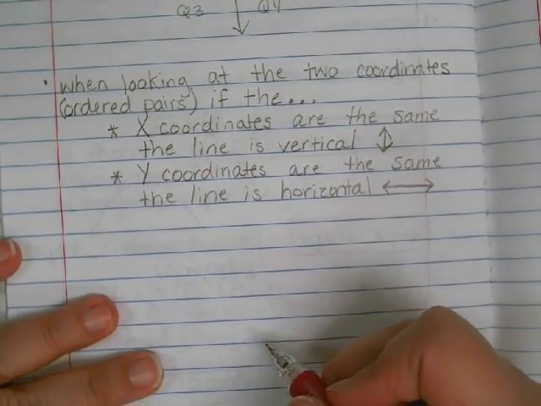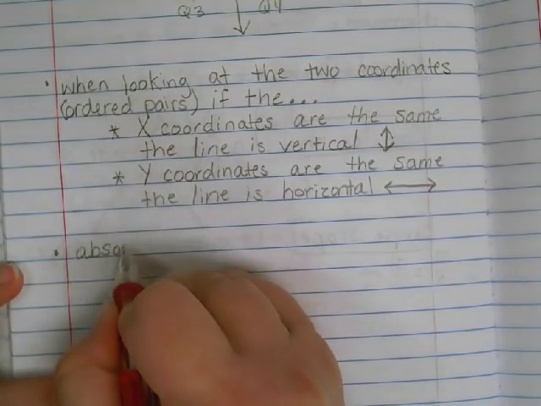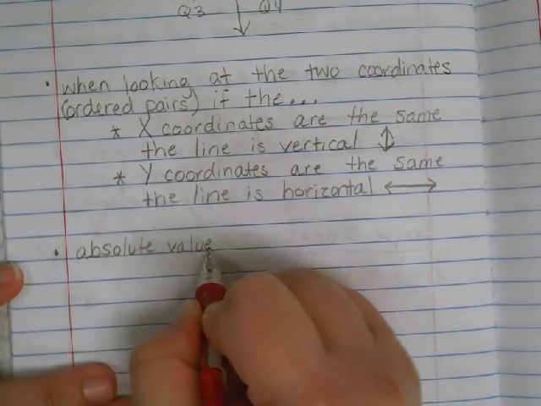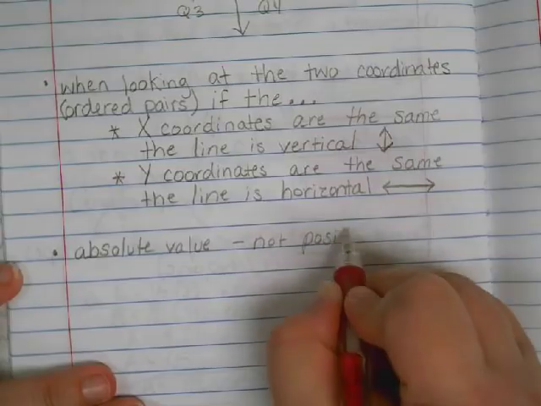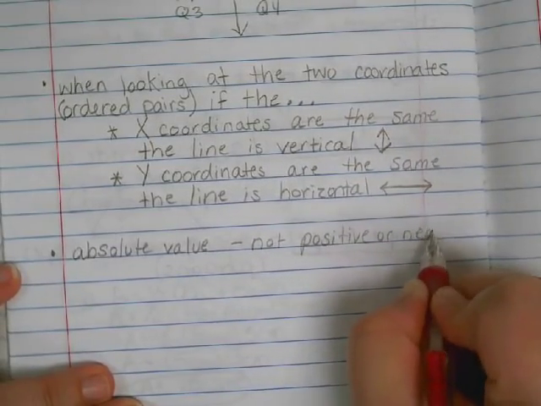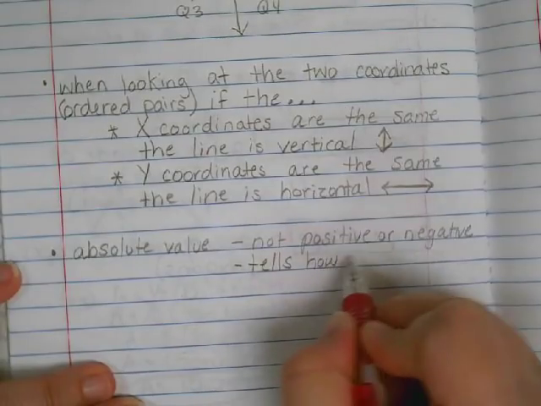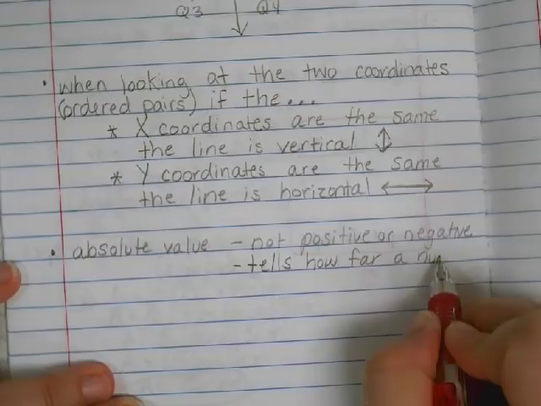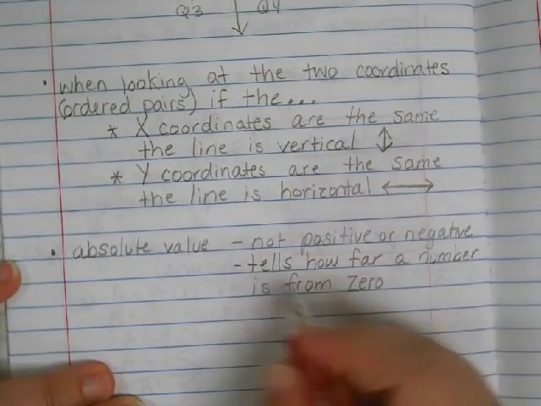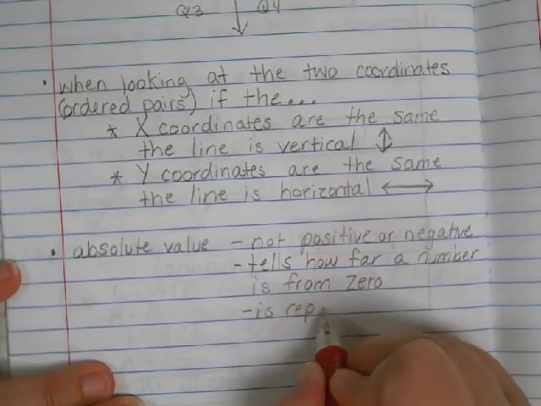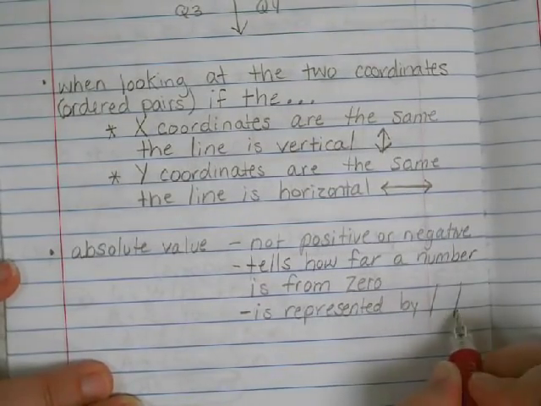We're also going to be talking about absolute value in today's lesson. So just remember, this is a reminder that absolute value, not positive or negative, tells how far a number is from 0 and is represented by two parallel lines. So we would write a number in those parallel lines.